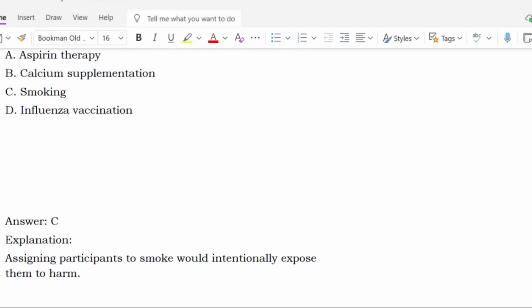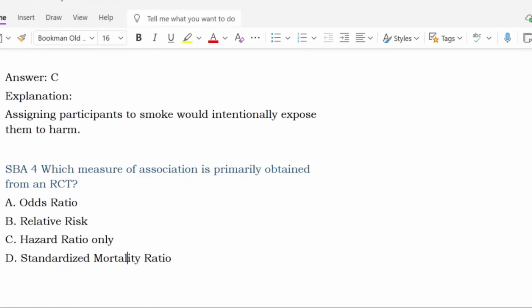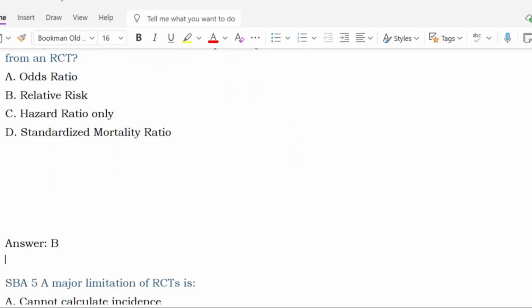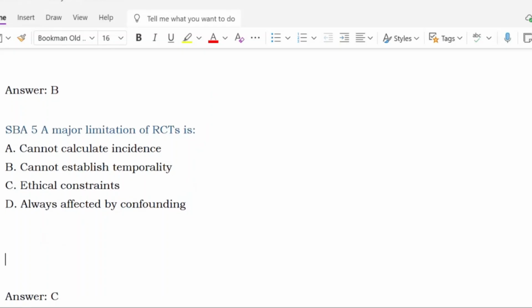Assigning participants to smoke would intentionally expose them to harm. So there are ethical principles, and there would be a violation of the basic principles of ethics: do no harm. Next. Which measure of association is primarily obtained from an RCT? Odds ratio, relative risk, hazard ratio only, standardized mortality ratio. Sir, option B, relative risk. Option B, relative risk. Next. A major limitation of RCT is: cannot calculate incidence, cannot establish temporality, ethical constraints, always affected by confounding. Sir, option C, ethical constraints.